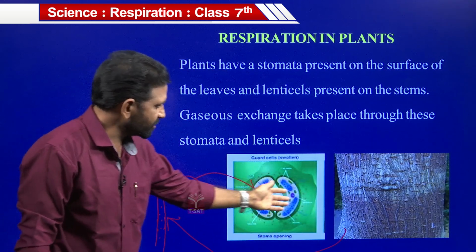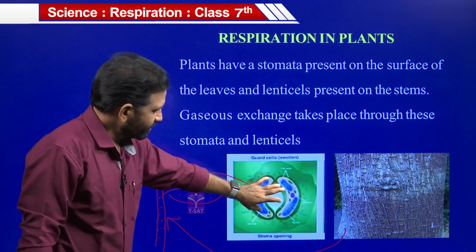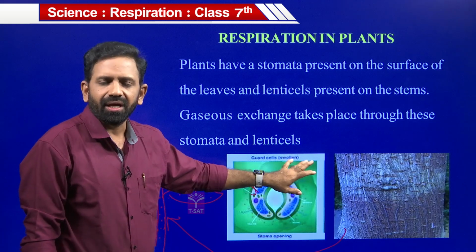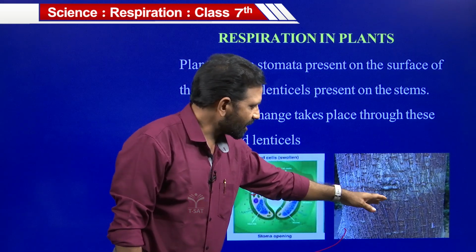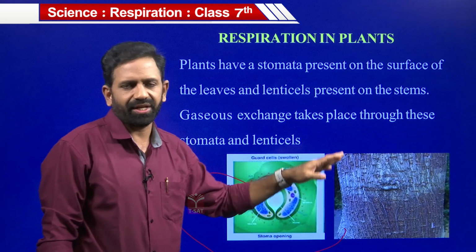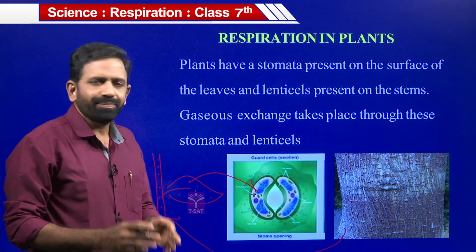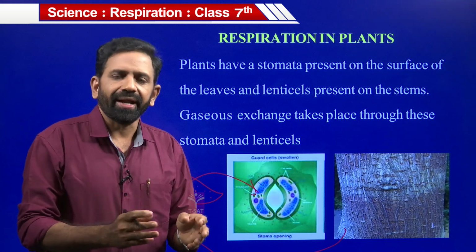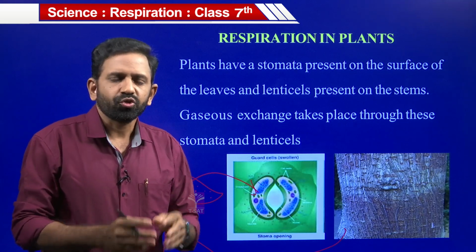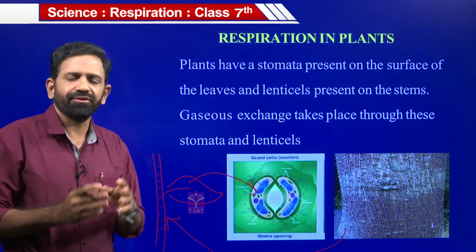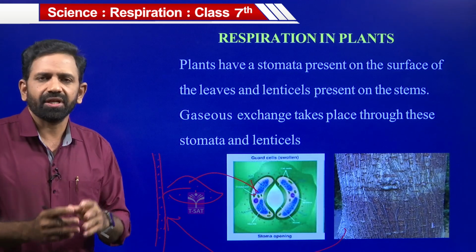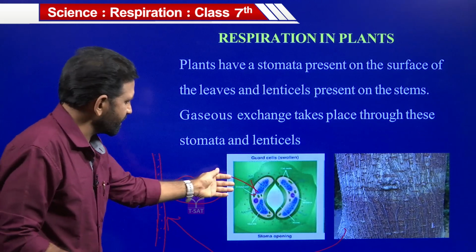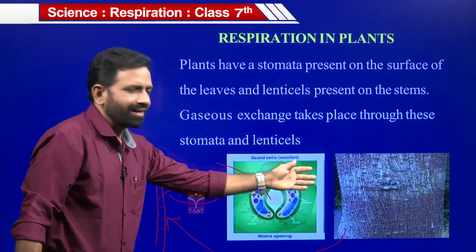Students, observe both these pictures. This is a stoma, one of the minute openings present on the leaf, and these are minute openings present on the stem. Okay, so in plants, gas exchange takes place through the stomata and lenticels. Stomata are present on the surface of the leaf and lenticels are present on the surface of the stem. So gas exchange takes place through these stomata and lenticels.